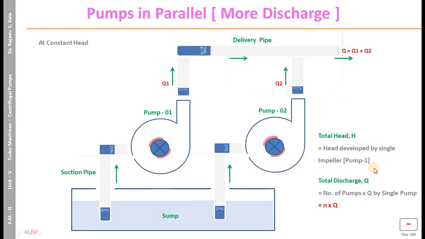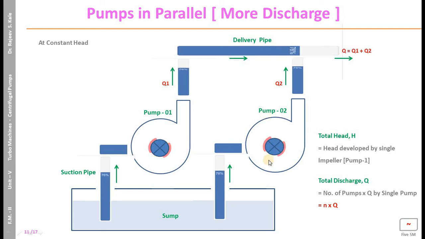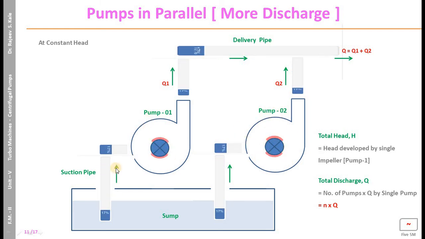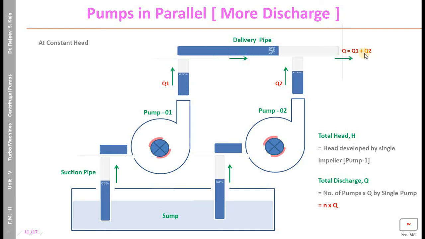When more discharge is required, you can connect the pumps in parallel. So discharge 1, discharge 2, you will get total discharge Q1 plus Q2. So you can attach the pumps in parallel.